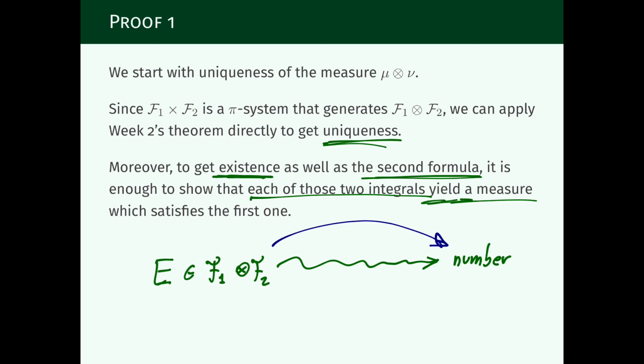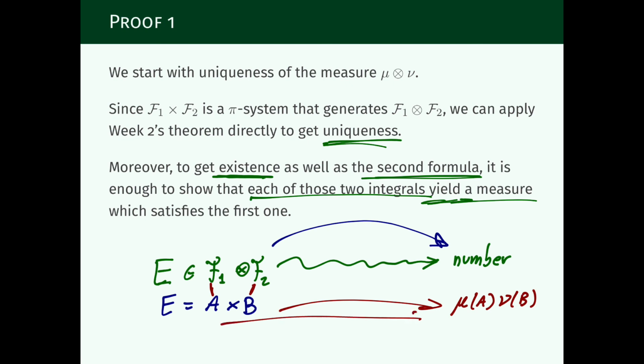And after that, of course, we want to show that when E is of the form A Cartesian B, where A is in the first sigma algebra and B is in the second sigma algebra, then this number is actually equal to mu of A times nu of B. So these are the two things we have to show. First, this thing, and second, that this function that gives a number to measurable sets is a measure.